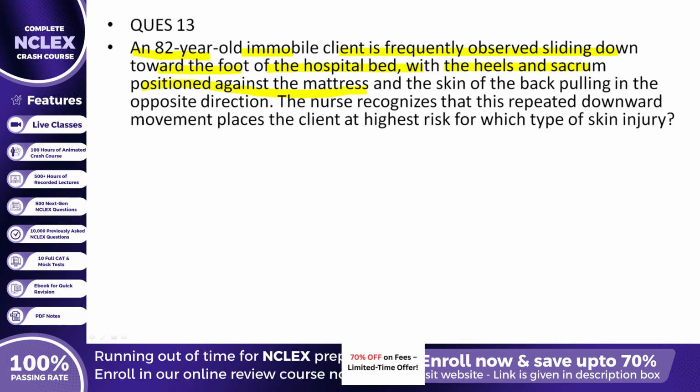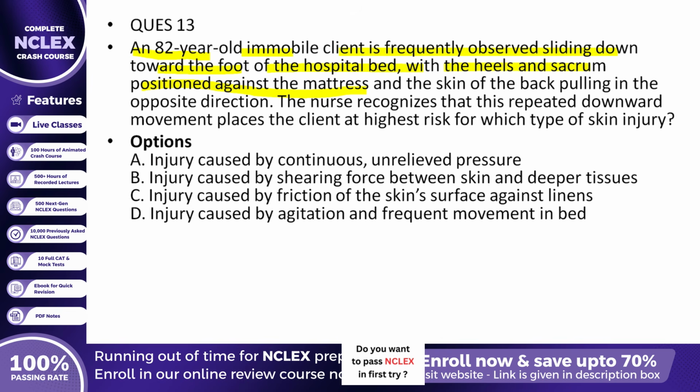Here are the options. Option A is injury caused by continuous unrelieved pressure. Option B is injury caused by shearing force between the skin and deeper tissues. Option C is injury caused by friction of the skin surface against linens. And option D is injury caused by agitation and frequent movement in bed. The correct answer is option B, injury caused by shearing force between the skin and deeper tissues.